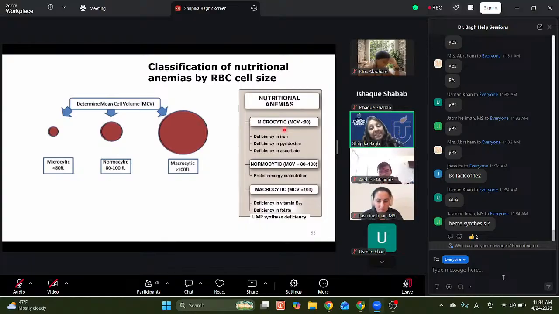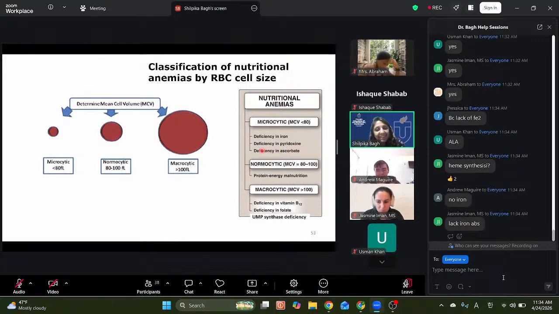Now, vitamin C deficiency leads to microcytic anemia. Why? That was the answer, lack of iron absorption. So see, be mindful. Pyridoxine deficiency can also lead to microcytic anemia, and vitamin C deficiency can also lead to microcytic anemia. Causes are different, right? Does that make sense? Is it clarified now? Yes?